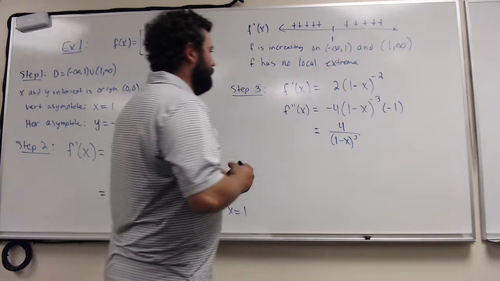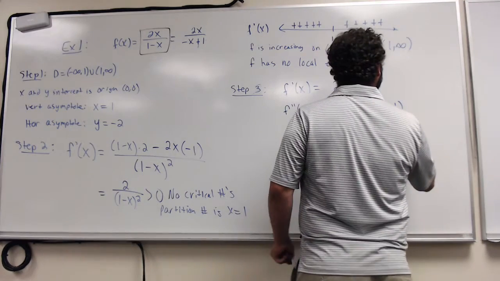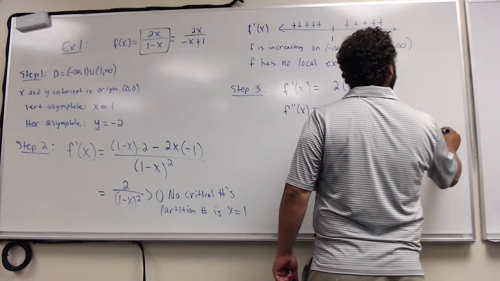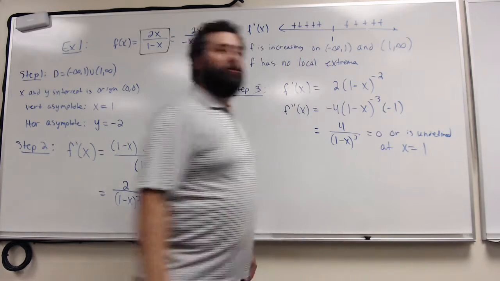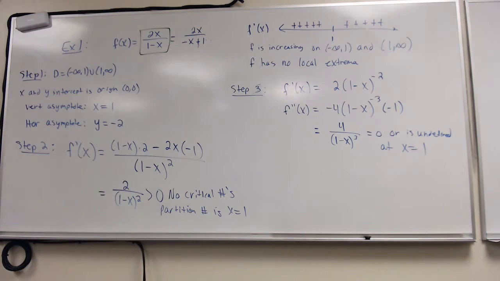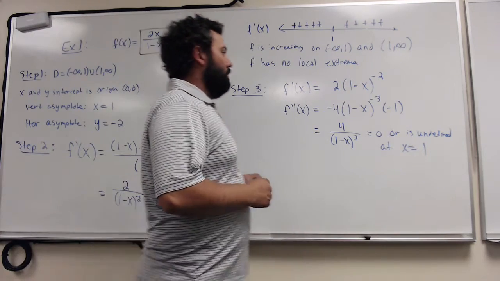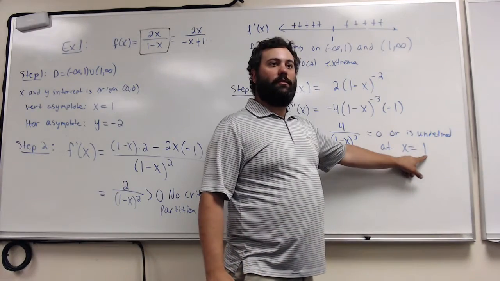Okay. And this equals 0 or is undefined. Again, at x equals 1. It'll never equal 0, but it'll be undefined when you try to plug 1 in the denominator. Now, this will still be a partition number for the second derivative.